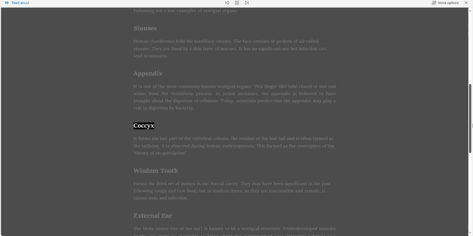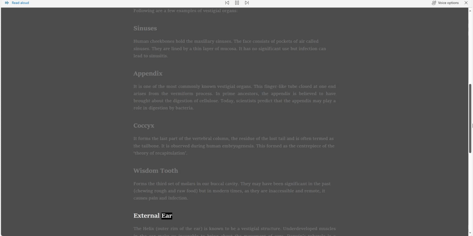Coccyx. It forms the last part of the vertebral column, the residue of the lost tail, and is often termed the tailbone. It is observed during human embryogenesis. This formed the centerpiece of the theory of recapitulation. Wisdom tooth. It forms the third set of molars in our buccal cavity. They may have been significant in the past for chewing rough and raw food, but in modern times, as they are inaccessible and remote, they cause pain and infection.